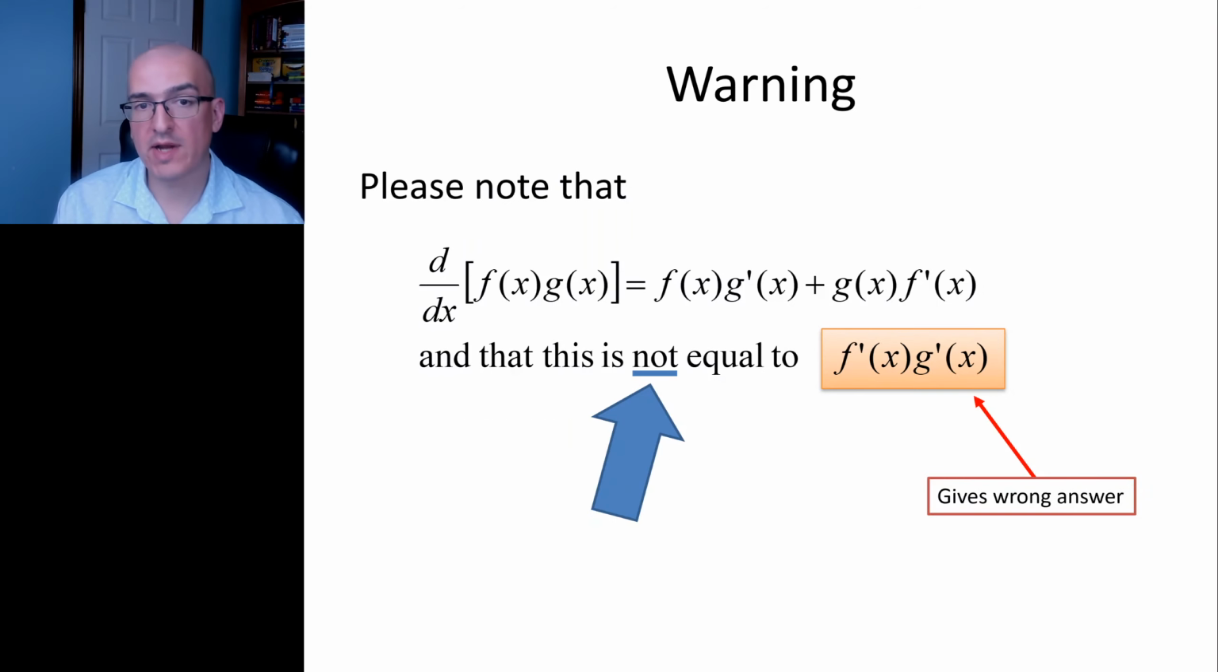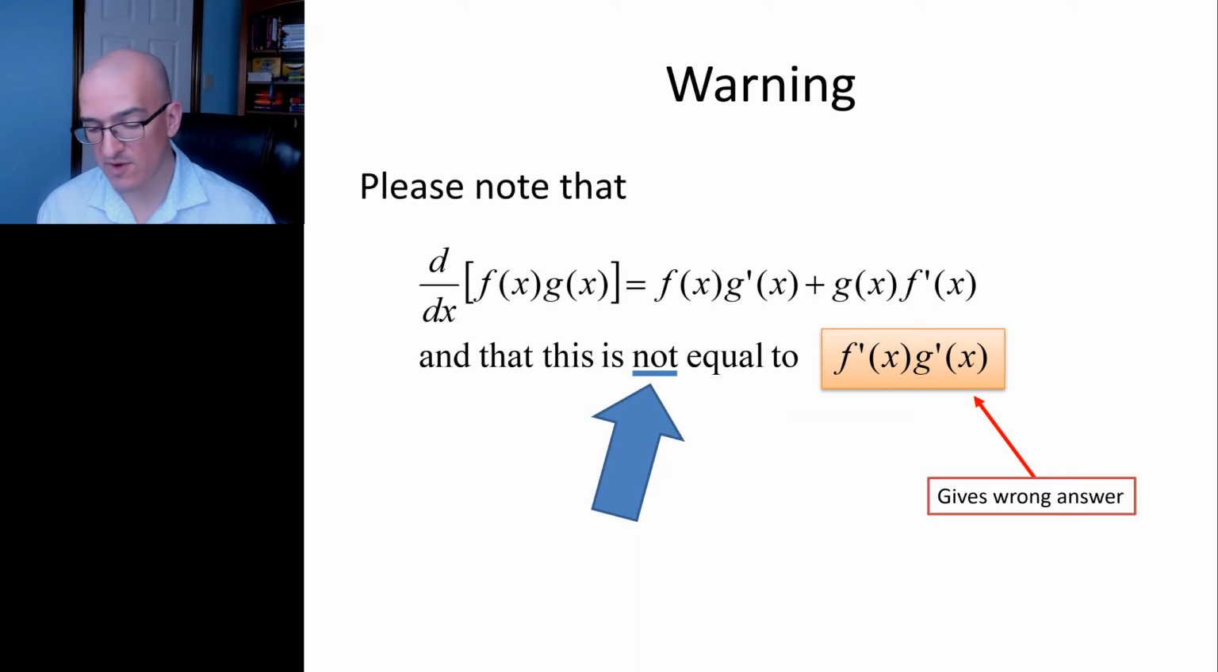The most common error made when you just start learning the product rule is to misuse it. It's to think that the derivative of f times g is f prime times g prime, or the derivative of a times b is a prime times b prime, because it's not. It gives the wrong answer.